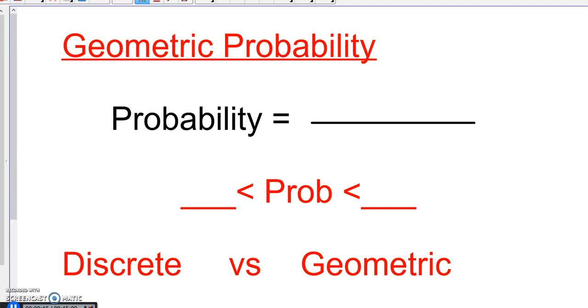Probability, hopefully you have some familiarity with it. To calculate it, I like to think of it as the total winners over the total possibilities. So we're going to write that as a fraction: total winners divided by the total number of possibilities.